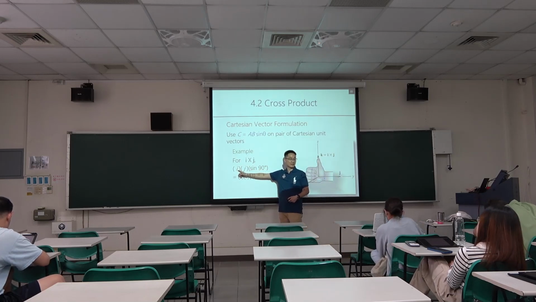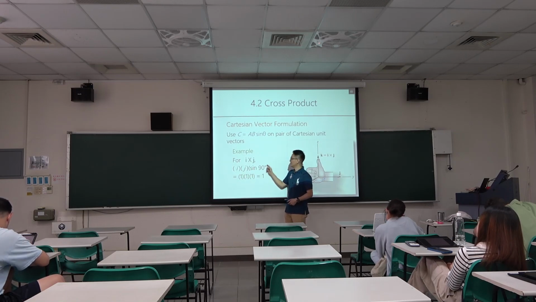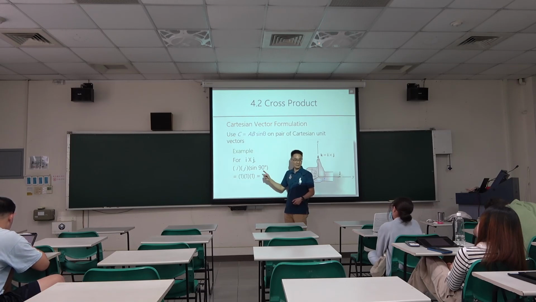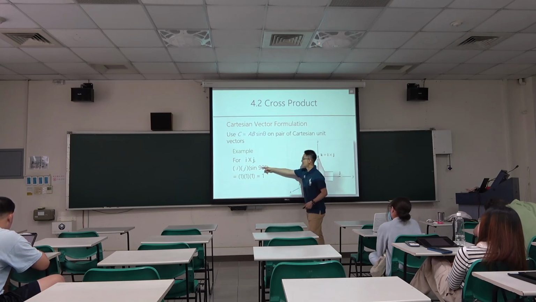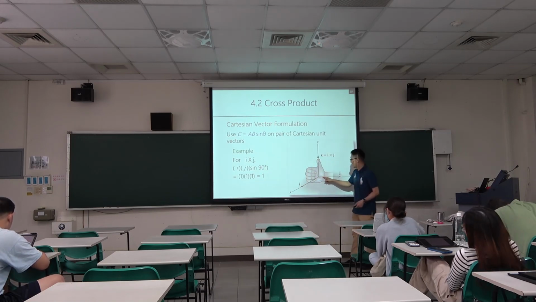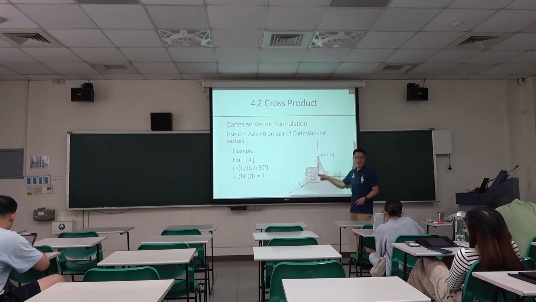Cross product, i is 1 in terms of scalar. They are unit vectors, so this part is 1. This part is also 1. Then sine 90 degrees is also 1. The 90 degrees comes from all three axes, they are perpendicular to each other. So sine 90 is 1.